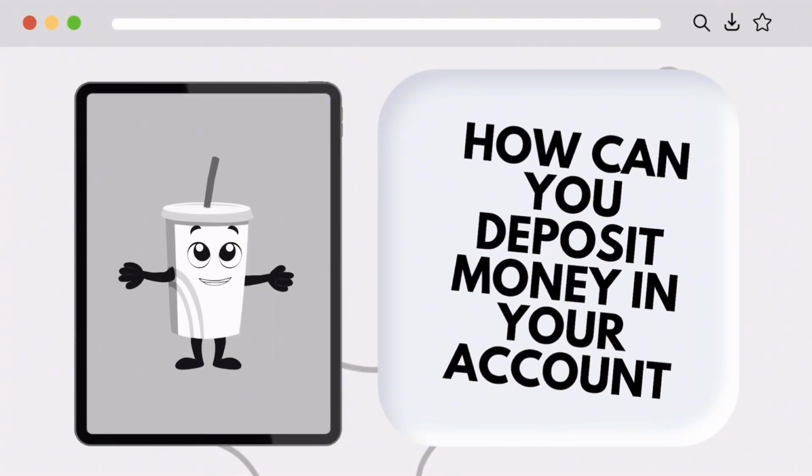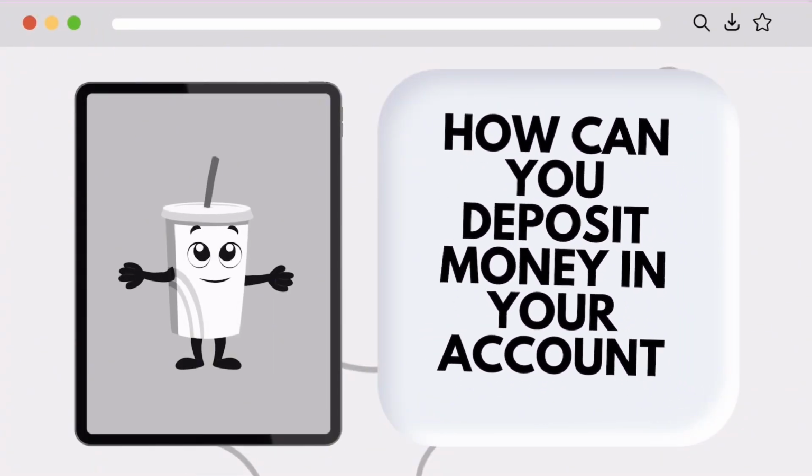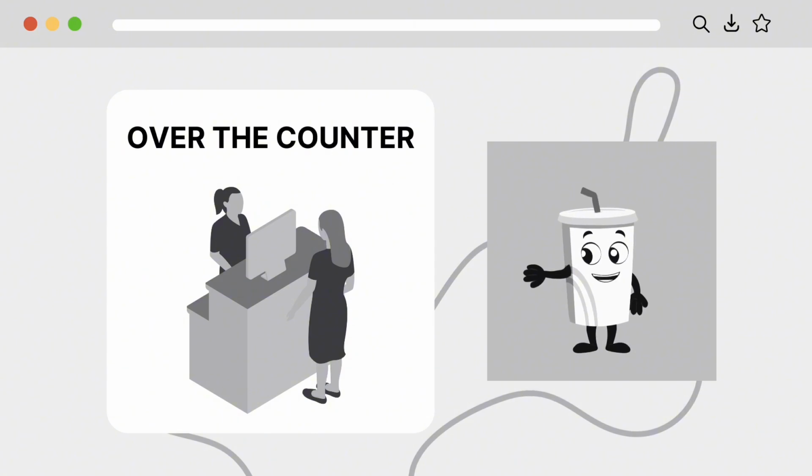So now, let's talk about how you can actually make a deposit. First, we have the over-the-counter. You can visit a bank branch and deposit cash or checks directly with the teller. This is also a good time to ask questions and get assistance from the bank staff regarding your financial concerns.